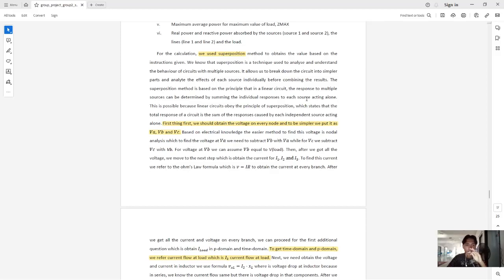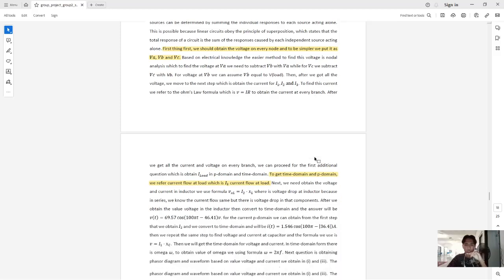Which are VA, VB, and VC. Based on electrical knowledge, it is better to find the voltage at VA by subtracting VB from VA, while for VC, we subtract VB from VC. For the voltage at VB, we can assume VB equal to zero. After we get the value of the voltage, we need to find the currents I1, I2, and I3. To find these currents, we use Ohm's law, V equal to IR, to obtain the current at every branch.